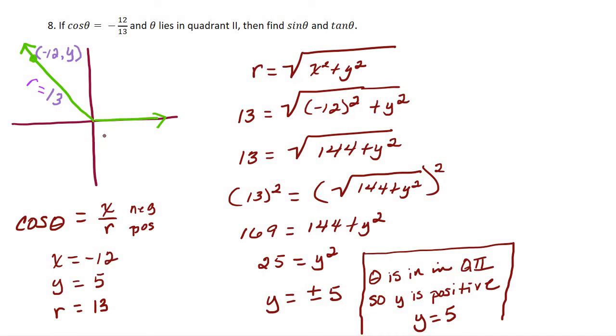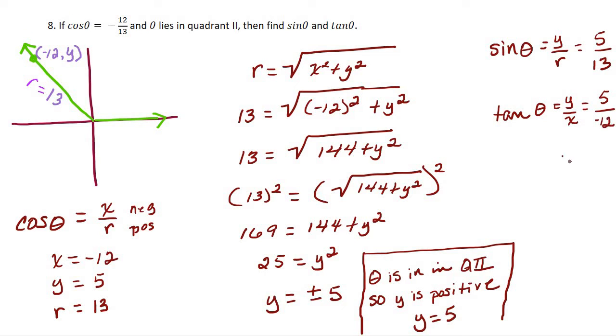So all of that work just to find x, y, and r, and now I need to finally answer the question, finding sine theta and tan theta. Sine theta is y over r. Y is 5, r is 13, so 5/13 is my answer. Tan theta is defined as y over x, so 5 over negative 12, and that's going to be negative 5/12.